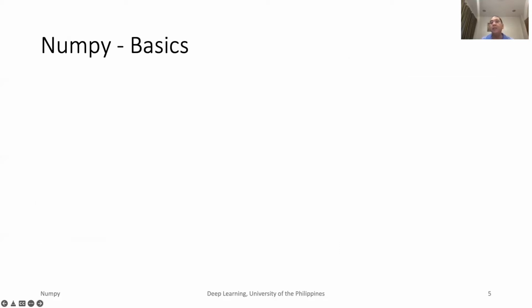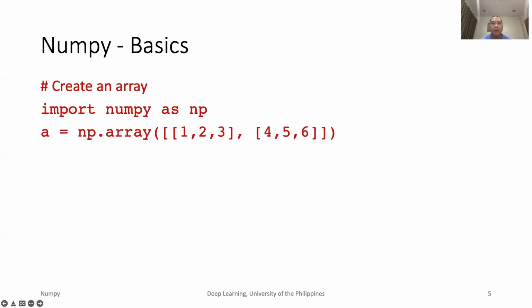Let us discuss some NumPy basics. First, import NumPy. Traditionally, it is aliased to np. To create an array, we use the array method. In this example, we created a 2D array of shape 2 by 3. We initialize the array with constant integer values. Please note that in deep learning, most of the time, tensors are floating point numbers, not integers.